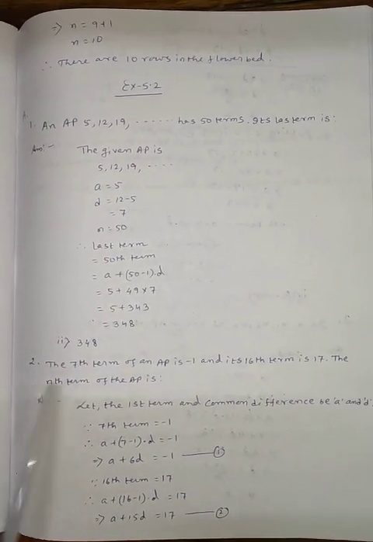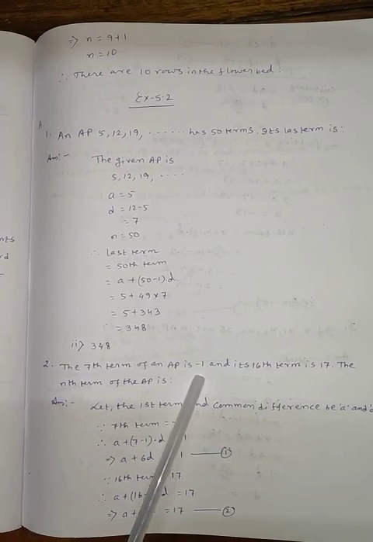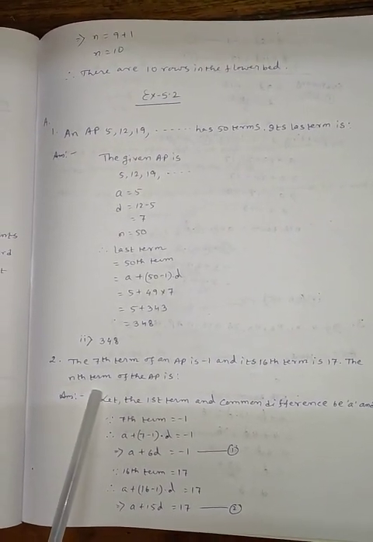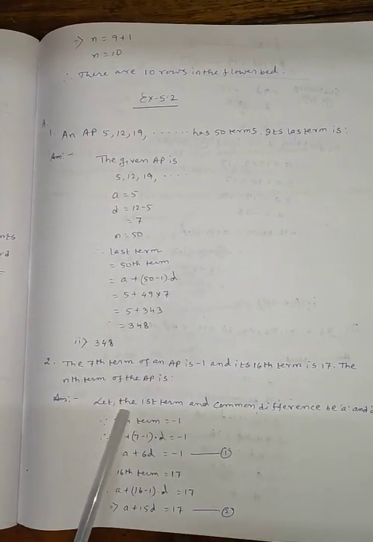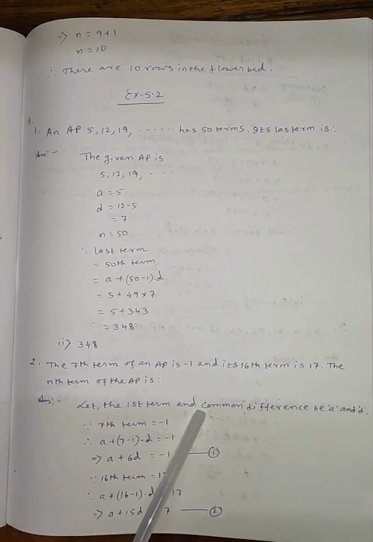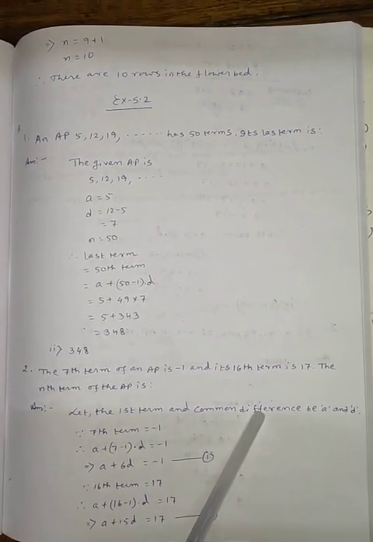Question number 2. The 7th term of an AP is minus 1, 16th term 17. Nth term they are asking. First term and common difference both are missing. This is not for 1 mark question actually. This is for 3 marks. So let the first term and common difference be A and D.